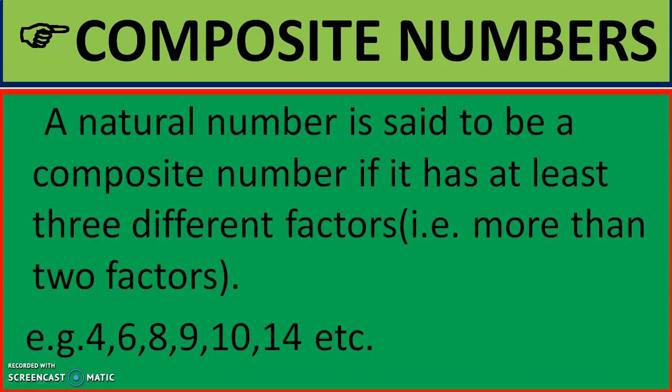Composite numbers. A natural number is said to be a composite number if it has at least three different factors, that is, more than two factors. Example: 4, 6, 8, 9, etc. are composite numbers.